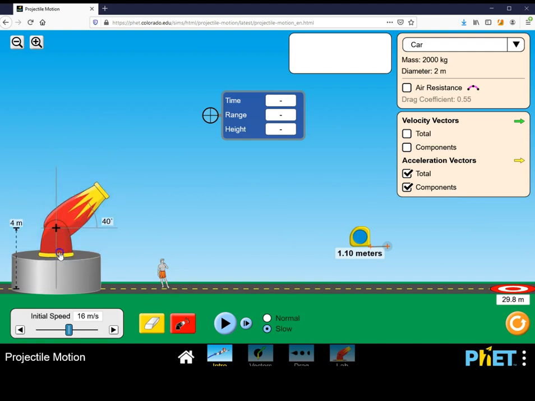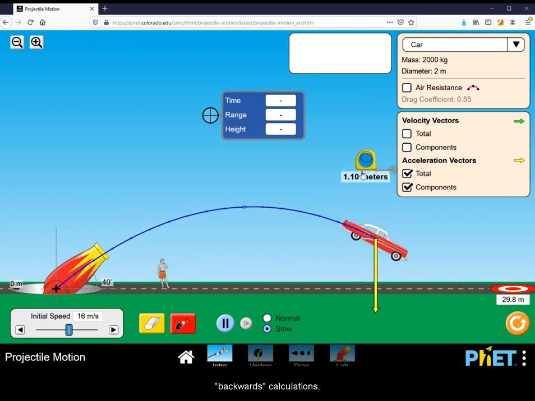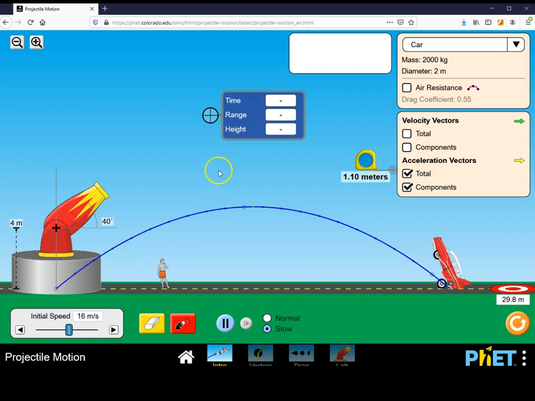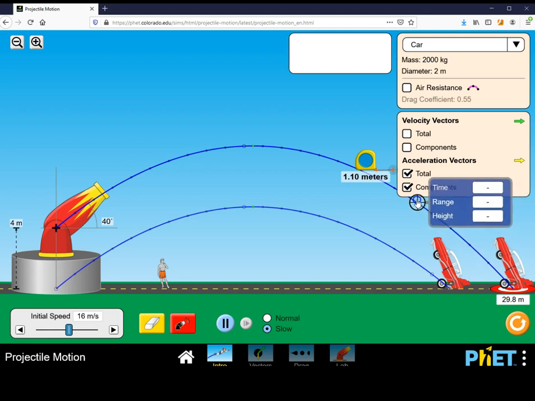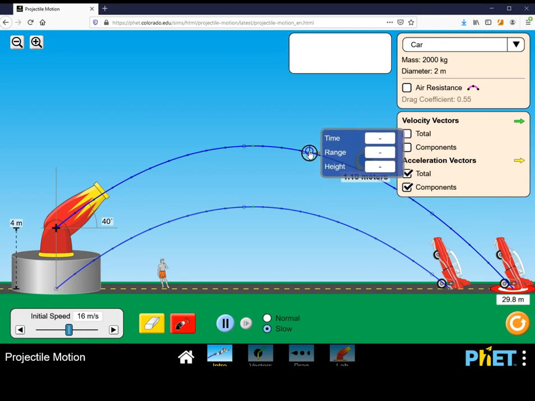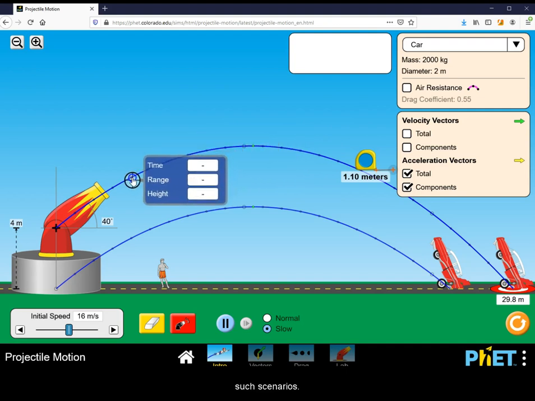Unfortunately, the simulator only calculates things forward and always starts with a height at or greater than ground level. It will not be able to simulate backwards calculations. However, remember that forward or backwards, the path should be the same, so you can still pretend to run the movie backwards to figure out such scenarios.